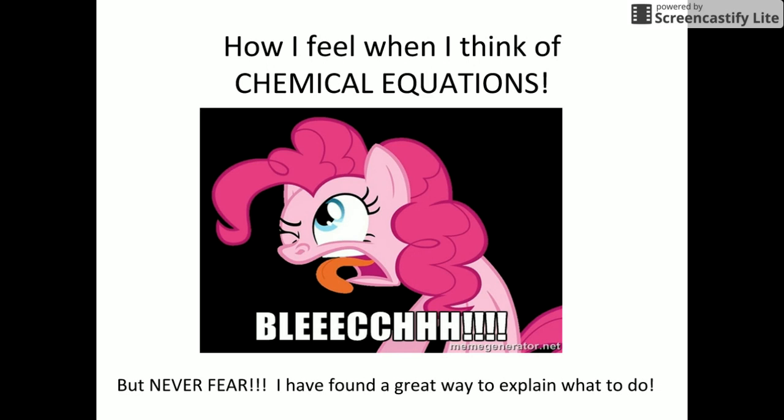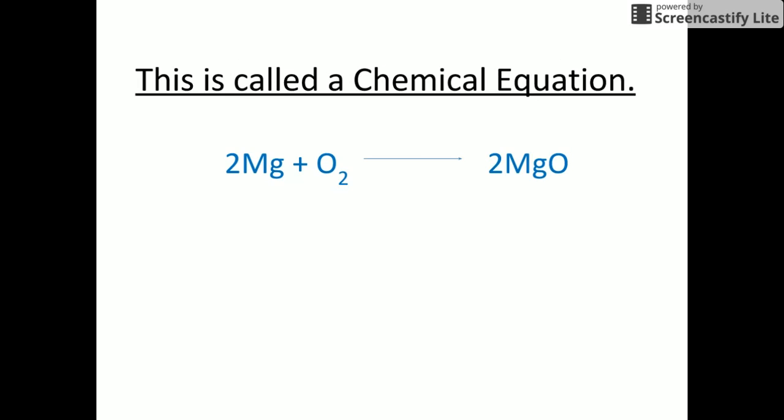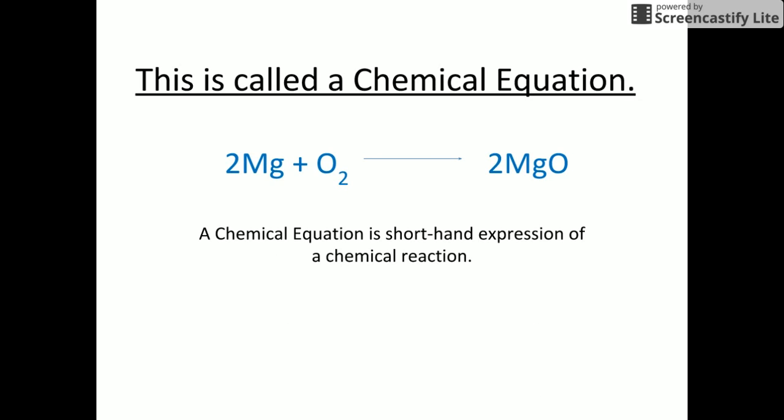Now, before we can learn how to balance chemical equations, we need to learn about what chemical equations are and the vocabulary associated with it. So, this is called a chemical equation. A chemical equation is a shorthand expression of a chemical reaction that's occurring. I like to think of it as math for chemistry.